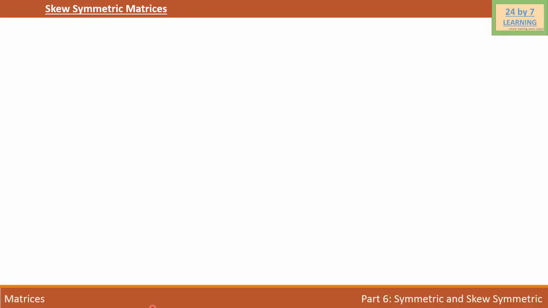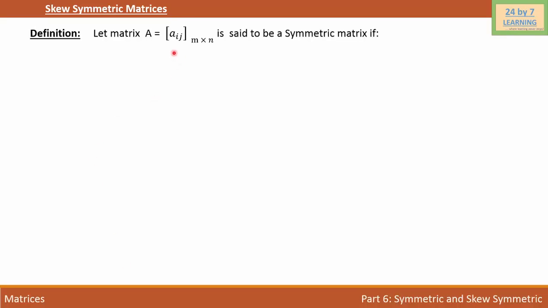Skew symmetric matrices. Let A be a matrix with elements aij and order m by n. It is said to be a skew symmetric matrix if the transpose of matrix A is equal to the negative of matrix A. Let's consider an example of a skew symmetric matrix.